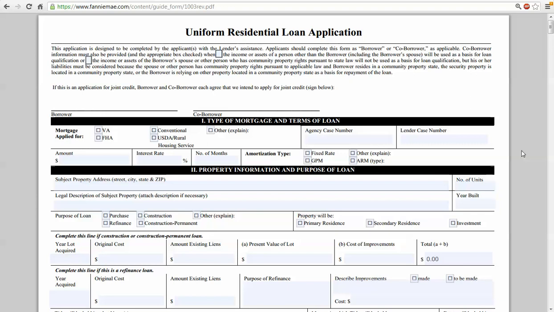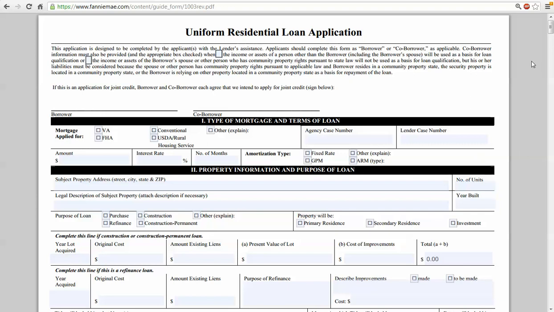And this is an important application in that it kickstarts the entire loan process, and it's important to put accurate and detailed information on this because this is what lenders and banks are going to be using to determine your ability to secure a mortgage loan based on this information. So with that said, we'll jump in.